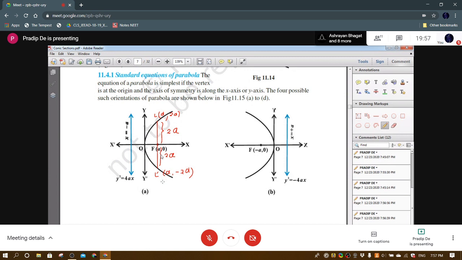and a comma minus 2a. The axis of the parabola is the x-axis, that is y is equal to 0. What is the equation? Y is equal to 0. This is the equation of the axis, which is actually the x-axis, and the equation of the tangent to the parabola at the origin. Tangent to the parabola at the origin is the y-axis, that is x equal to 0.